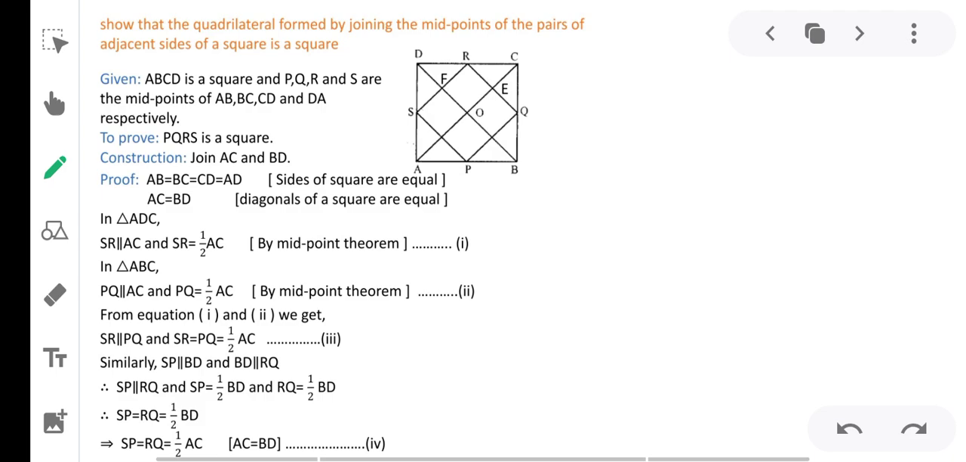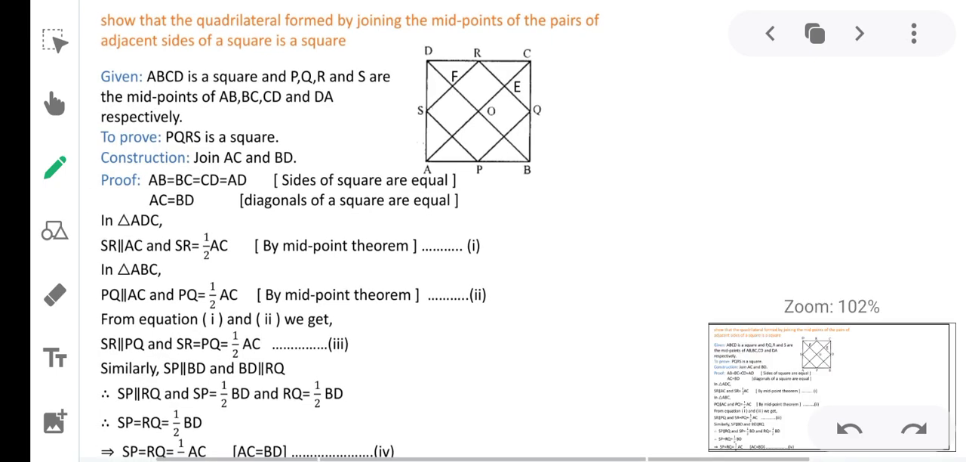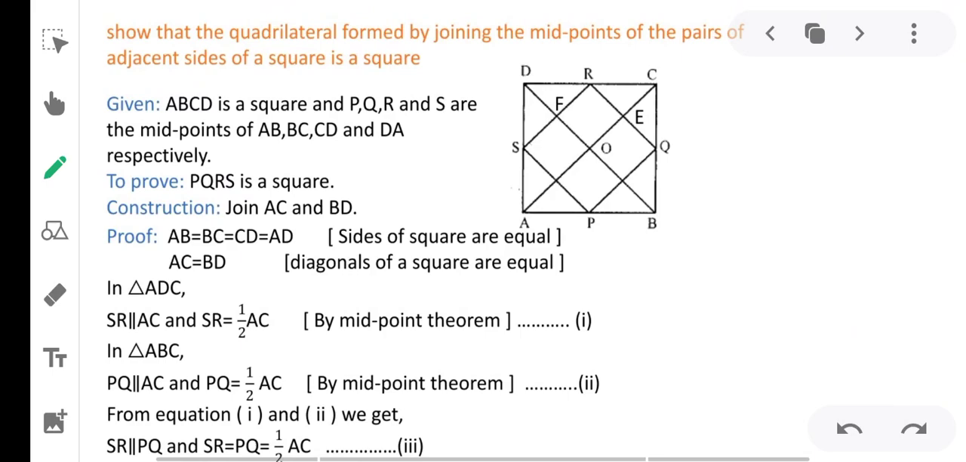Next question. Prove that the quadrilateral formed by joining the midpoints of the pairs of adjacent sides of a square is a square. So ABCD is a square, and P, Q, R, S are the midpoints of AB, BC, CD and AD respectively.